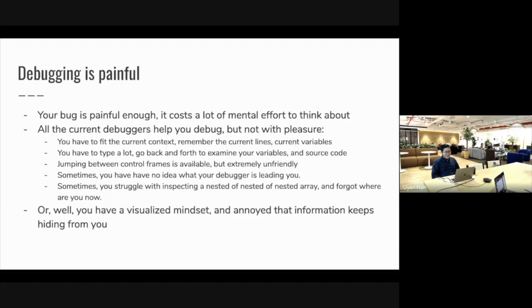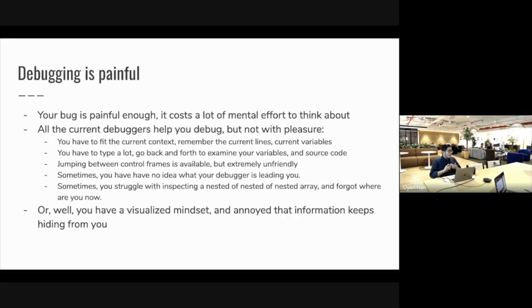Why? I have used Ruby for about 5 years, but every time I touch the debugger, there's something that really bugs me. The first one is that debugging is already painful enough, and it's not very easy to do so. First, you have to remember a lot of things. You have to remember the current variables. You have to remember the current context of the current line of code, because the UI is not very straightforward, and it keeps popping up a lot.